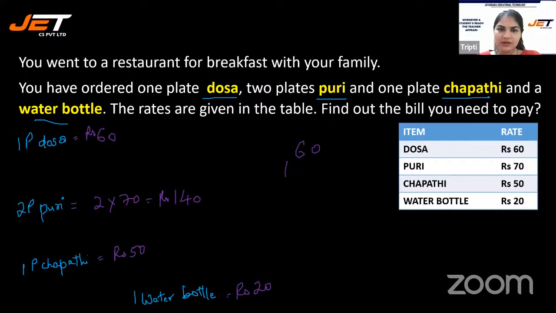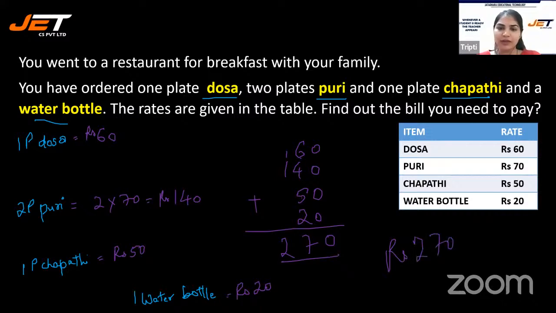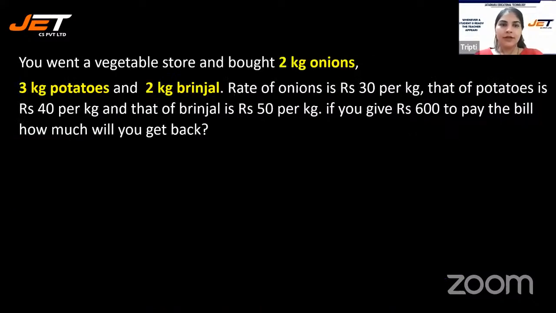60 plus 140, chapati is 50 plus 20. Yep, 0. 6 plus 4, 10, plus 5, 15, plus 2, 17, and 2. Rupees 270 is what you have to pay for the things that you have purchased. Clear? All right.